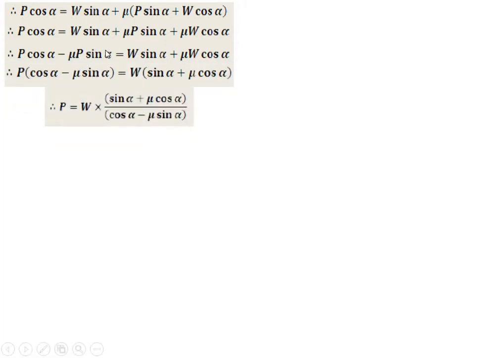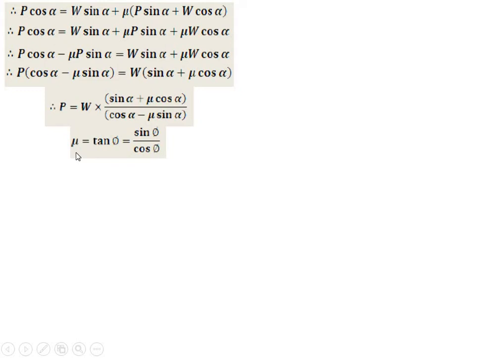Just we rearrange the terms, mu P goes to the left hand side. So P cos alpha minus mu P sin alpha, now the P term taken common, cos alpha minus mu sin alpha in a bracket is equal to W, again here taken as a common, so in bracket sin alpha plus mu cos alpha. So P is equal to what? W into sin alpha plus mu cos alpha divided by cos alpha minus mu sin alpha.